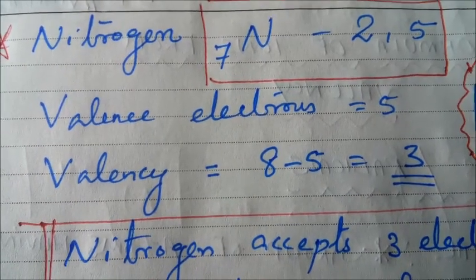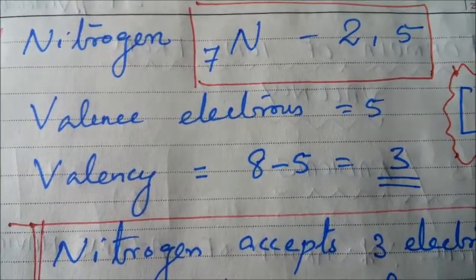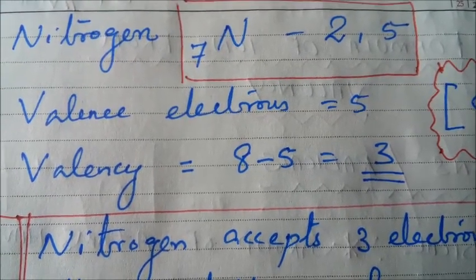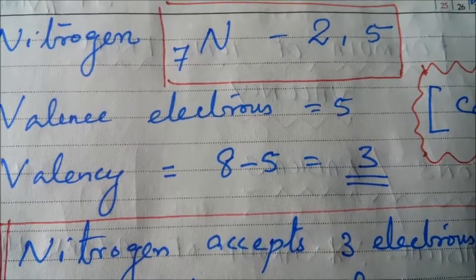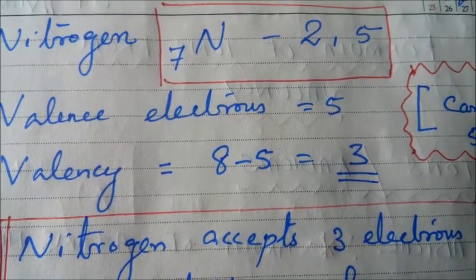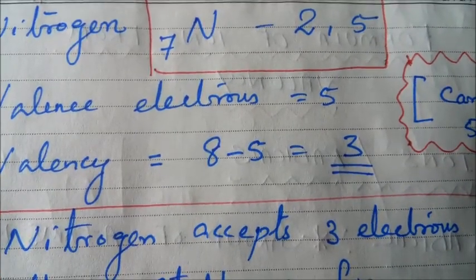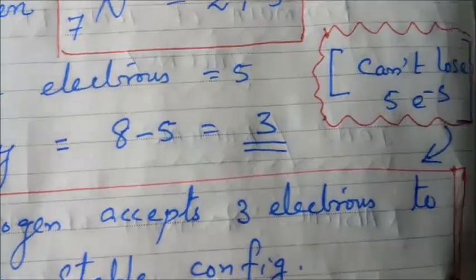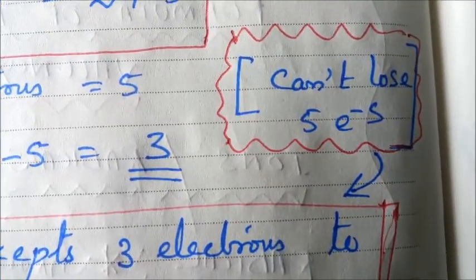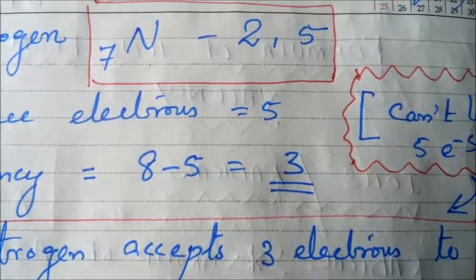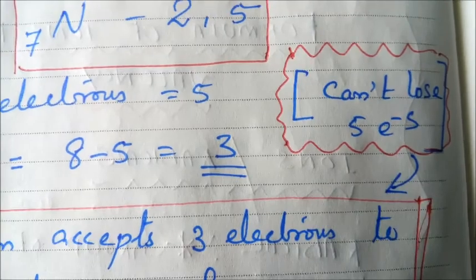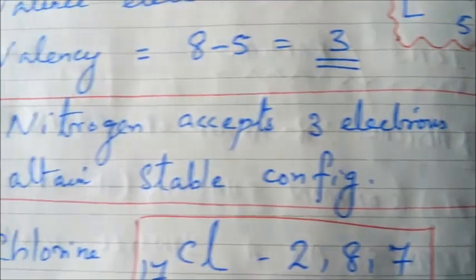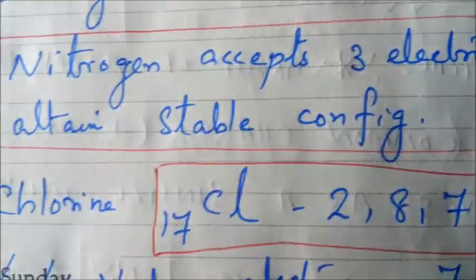In case of nitrogen, atomic number is 7, configuration 2,5, valence electrons 5. Now, valency is equal to 3. How did you get 3? 8 minus 5. Why 8? To attain stable configuration, nitrogen accepts 3 electrons. So, you can easily calculate it: 8 minus 5 is equal to 3. It cannot lose 5 electrons to attain stable configuration. So, it accepts 3 electrons. So, the valency is 3. Nitrogen accepts 3 electrons to attain stable configuration.